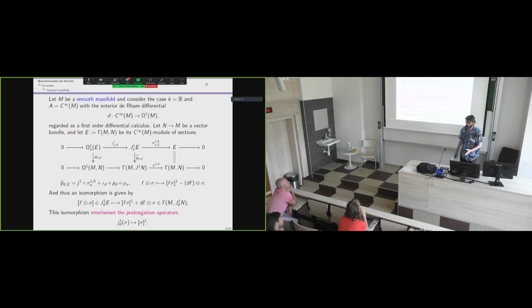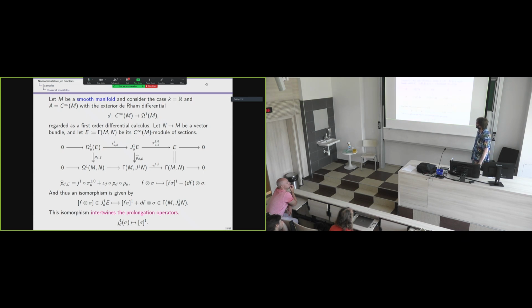Okay, next example is going to show that we are actually generalizing classical geometry. We're going to be considering smooth manifolds, and we're going to take the exterior differential forms and consider it as a differential calculus. And this is basically the motivating example for everything. So this should work, right?